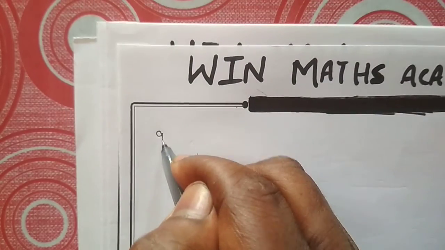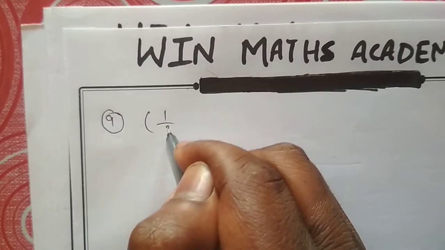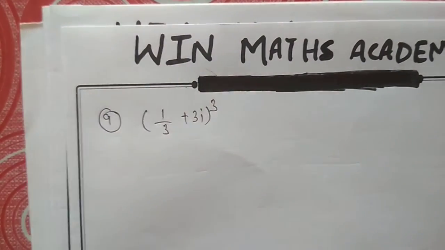Now we discuss another very short answer, the 9th one. That is (1 by 3 plus 3i) whole cube.